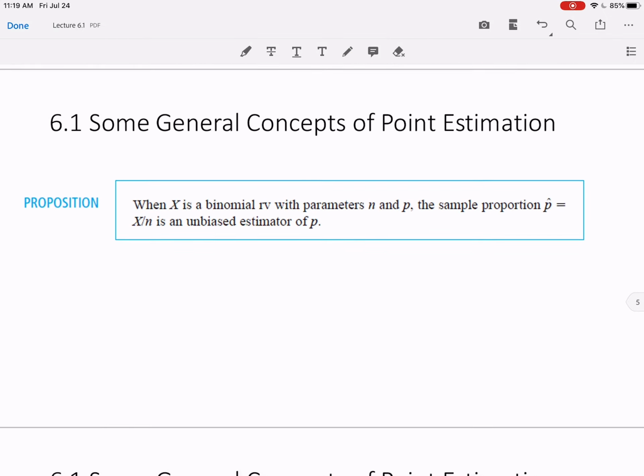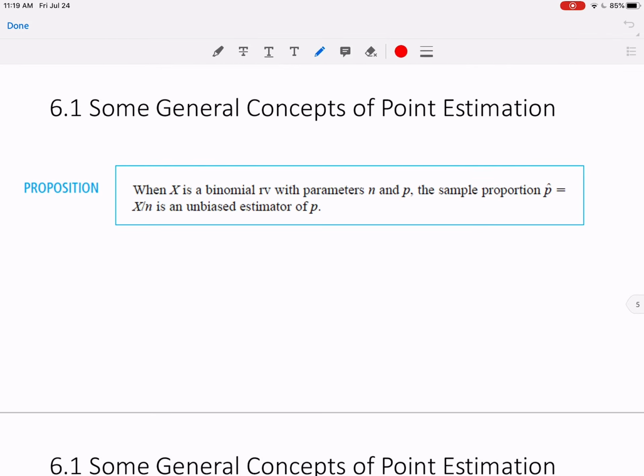All right, there is a proposition here. When x is a binomial random variable with parameters n and p, the sample proportion p hat, equal to x over n, is an unbiased estimator of p. Okay, so we're gonna prove this over here. Based on the definition, we know that if we want to see if p hat is unbiased or not, we need to see if the expected value of p hat is equal to the value of p or not. If they are equal, then p hat is unbiased.